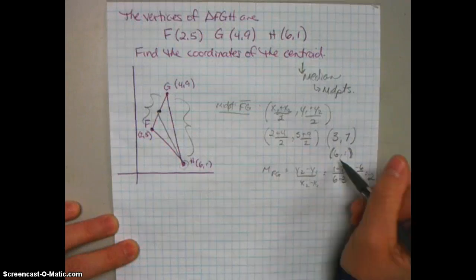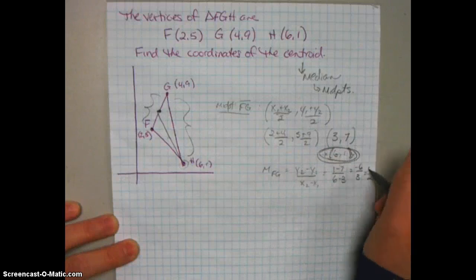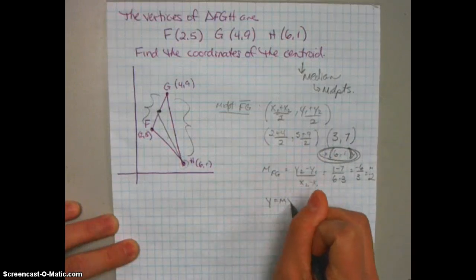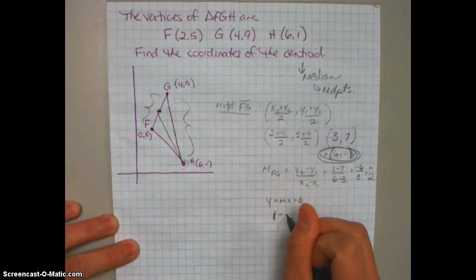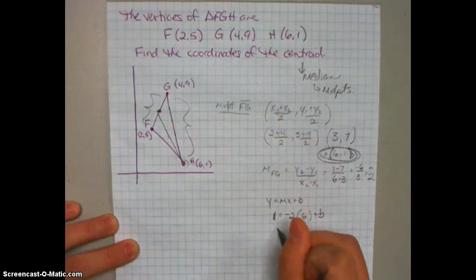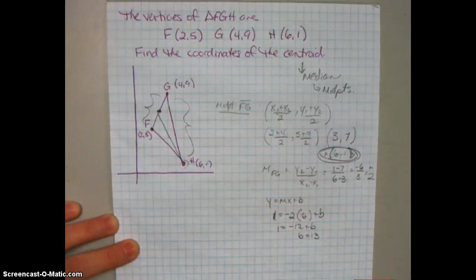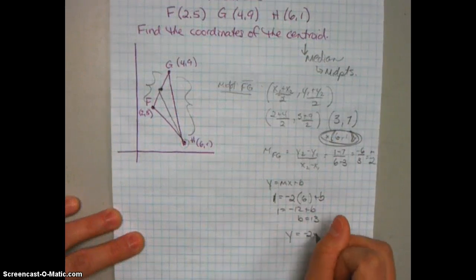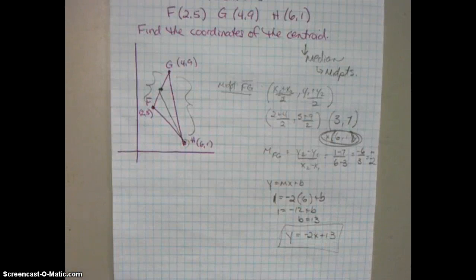Okay, now we're going to pick a point. I'm just going to pick 6, 1 for the heck of it. This is x and y, and my slope is negative 2. So we're going to substitute into y equals mx plus b. So my y is 1 equals m, which is negative 2, x is 6 plus b. So 1 equals negative 12 plus b, b equals 13. So the equation of this median is y equals negative 2x plus 13. Okay? Should be the same. We just did this one, right?